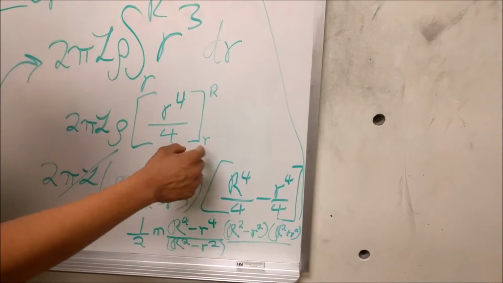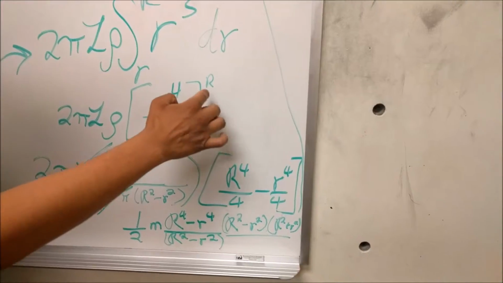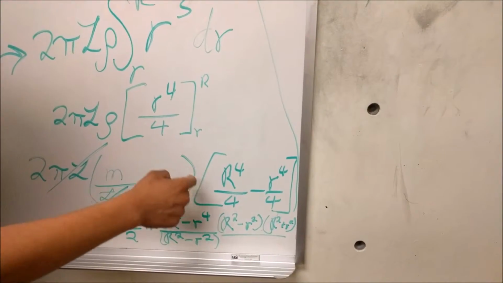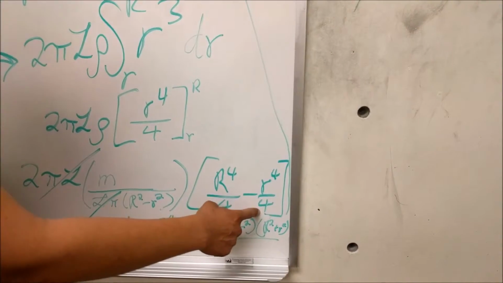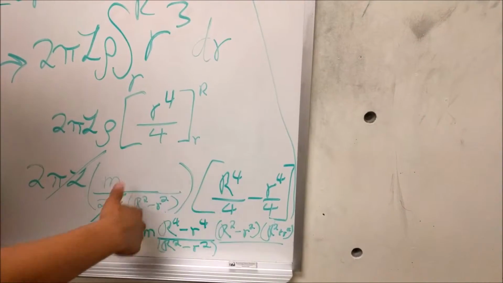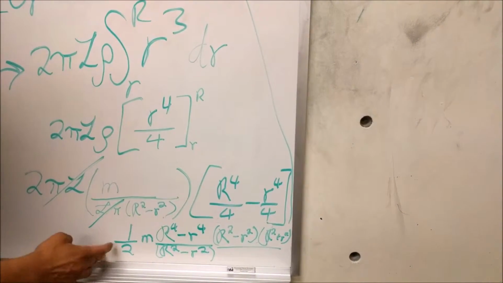Then once we integrate and evaluate from the bigger radius to the smaller radius, we get big R to the 4th over 4 minus little r to the fourth. Factor out the 1/4. The 1/4 and the 2 come into half.